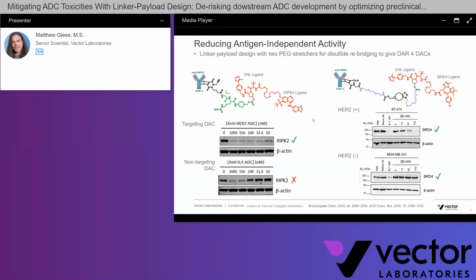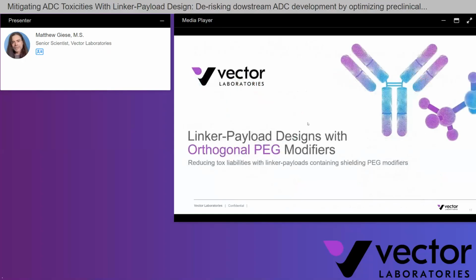So this is a good example showing how these hydrophilic linker payload designs that incorporate PEGs can reduce this antigen independent activity that has the potential to give rise to off-target toxicities. So now we'll switch gears and look at some linker payloads that incorporate these orthogonal PEG modifiers. And these put a PEG in an orthogonal shielding position, so they can not only compensate for hydrophobicity, but they can provide shielding and maybe accommodate different functional groups if desired.